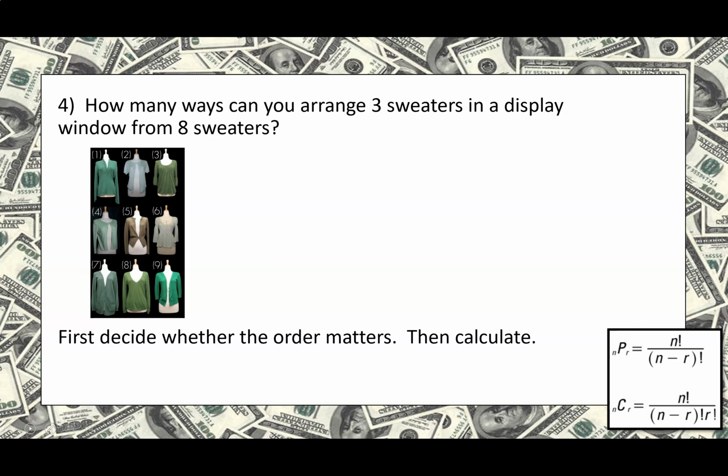All right, number 4 here. How many different ways can you arrange 3 sweaters in a display window from 8 different sweaters? Well, does the order matter here? Is a green shirt, then a gray shirt, then a light teal shirt the same thing as changing that order? Yeah, it is important that you change the order, and the order does matter here. So this is going to be permutations. So this is going to be 8 sweaters, and you're picking 3, and that's going to be 336. And that's going to be arrangements.